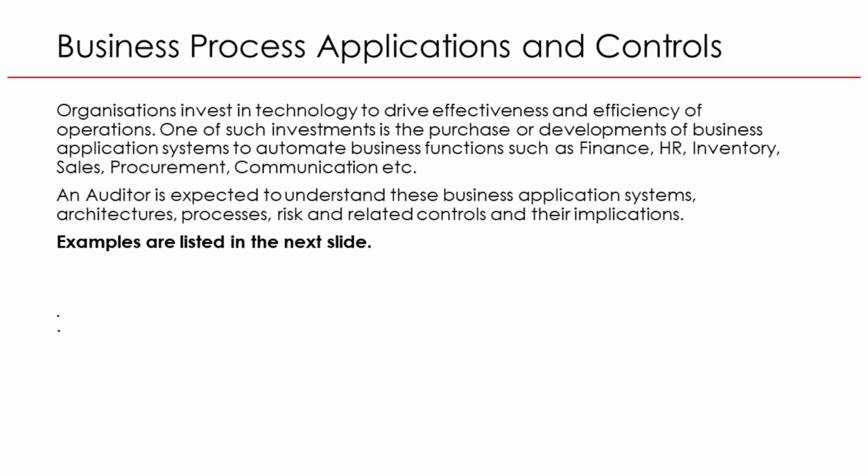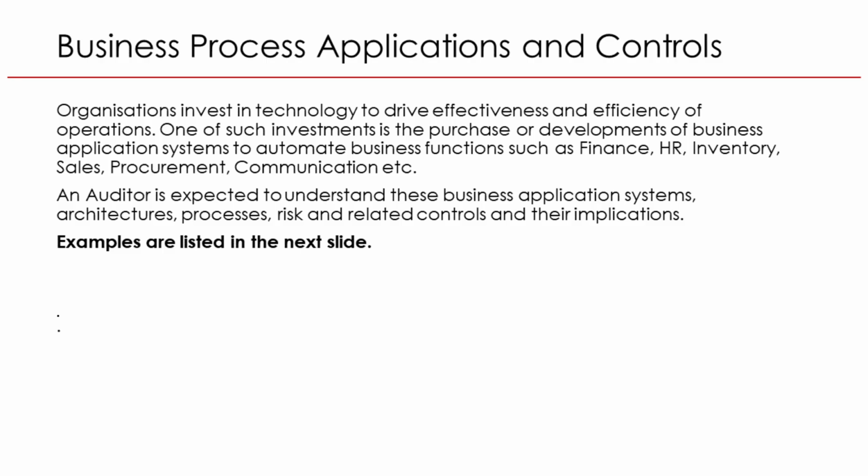Organizations invest in technology to make their operations faster, more efficient, and more reliable. One major way they do this is by using business application systems, like accounting software for finance, HR systems for managing staff, inventory systems for stock control, and sales systems for customer transactions. For example, a hotel might use a reservation system to manage room bookings, while a retail company uses a point-of-sale system to track daily sales and stock levels automatically. Each of these systems helps automate key business processes, reducing errors and saving time.